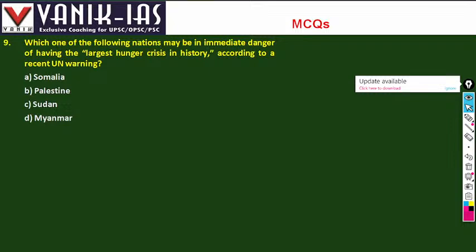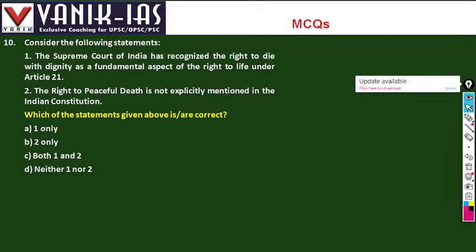According to the recent event warning, it will be Sudan. Consider the following statements: the Supreme Court of India has recognized the right to die with dignity as a fundamental aspect of the right to life under Article 21. Right? The right to peaceful death is not explicitly mentioned in the Indian Constitution. Also right. So both 1 and 2 are correct. Answer will be C.